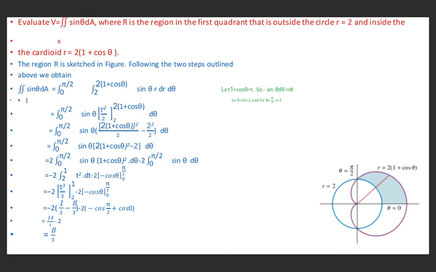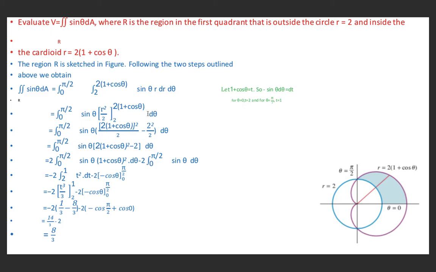Therefore, the double integral of sine theta over the region R is equal to the iterated integral of sine theta multiplied by r. r is the term which appears in polar double integrals. When we convert it into an iterated integral, it is r dr, and limits of r are from 2 to 2 into 1 plus cos theta, and limits of theta are from 0 to pi by 2, which we have seen in this figure. Now first we will integrate with respect to r. So sine theta is constant. Sine theta can be written outside. Integration of r is r square by 2. Limits are from 2 to 2 into 1 plus cos theta.